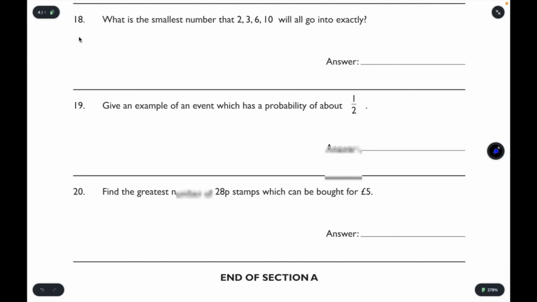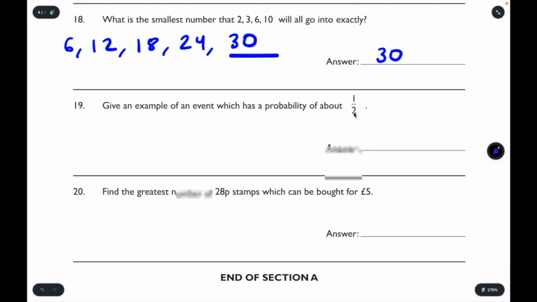So if we look at our 6 times table, we just need to stop when we find the first number in the 10 times table. We've got 6, 12, 18, 24, 30, and boom, that ends in a 0. That is a multiple of 10, so 30 will work. And it is the smallest because I can go for a bigger number like 60. I could just do 6 times 10, but 30 is smaller than that. There isn't a number smaller than 30 that will work in the same way.